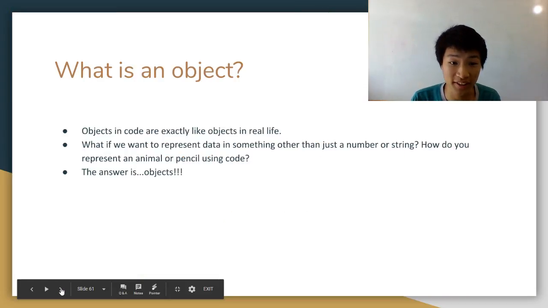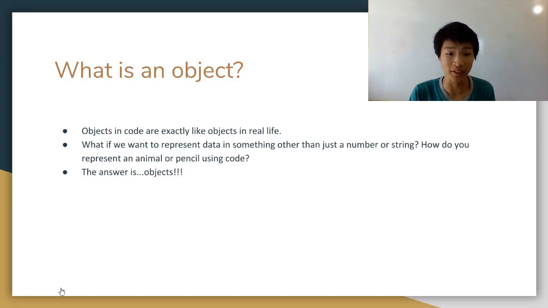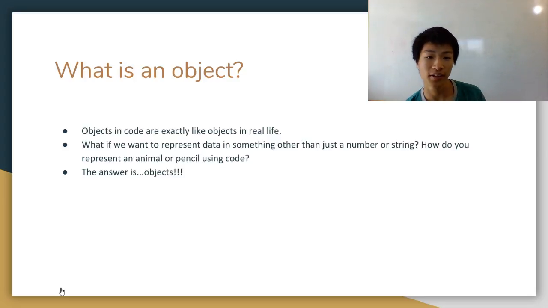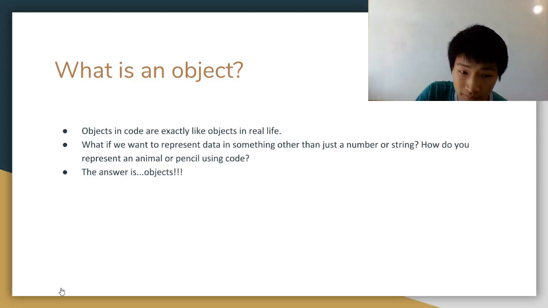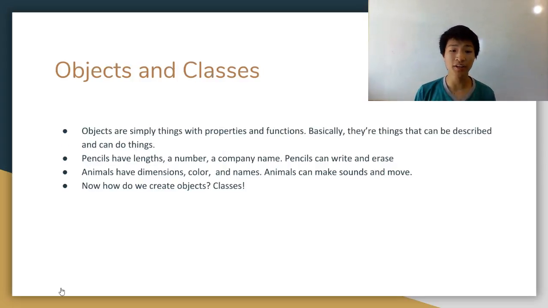So, what is an object? An object in coding is just like objects in real life. So far we have been working with very simple data, integers, strings, characters, but how would you represent real objects using that data? How would you represent an animal or a pencil using just strings and numbers? Well, the answer to that is by creating objects. So objects are simply things with multiple properties and multiple functions. Basically, they're things that can be described or things that can do things.